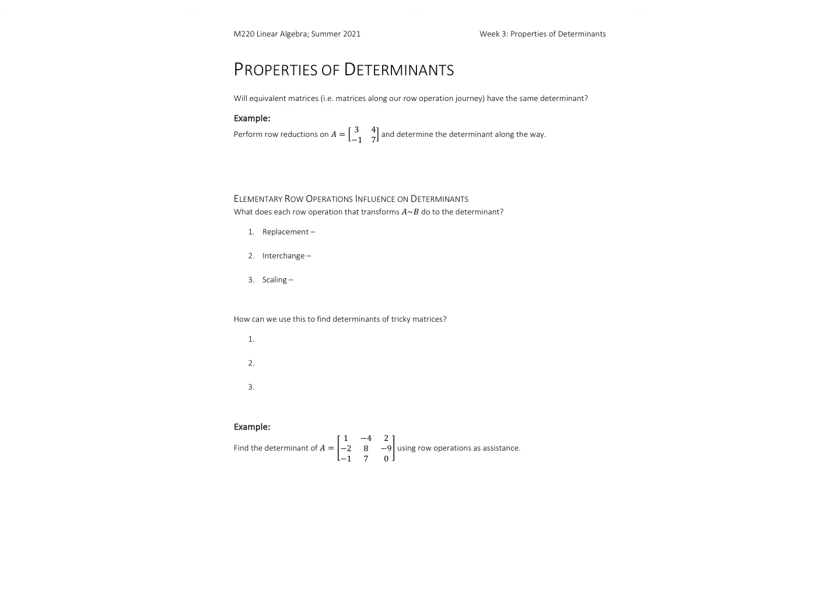Now we're going to talk a little bit about the properties of determinants or some other things that we can do to find determinants.